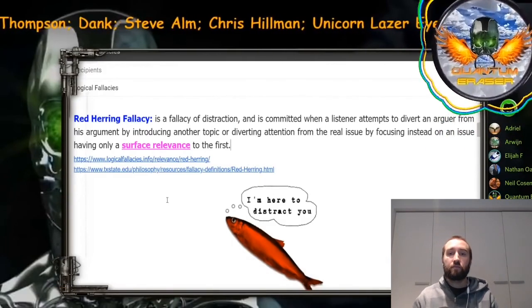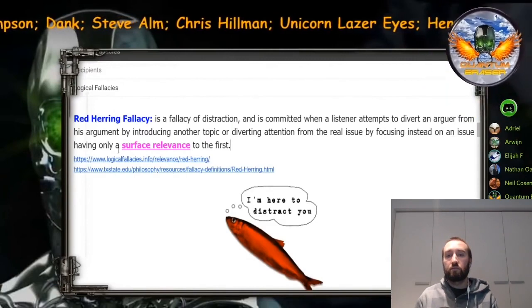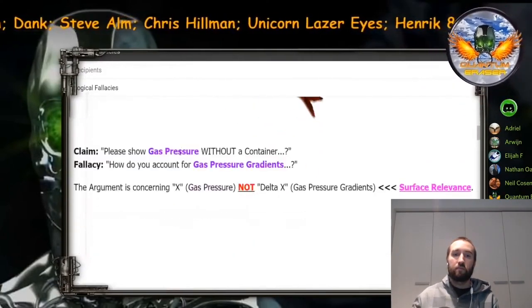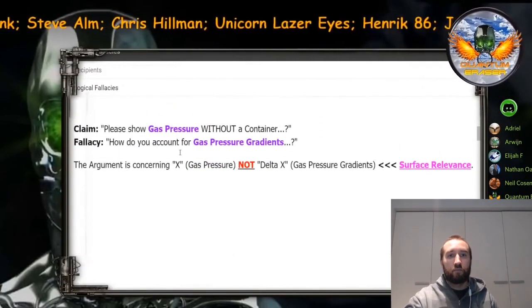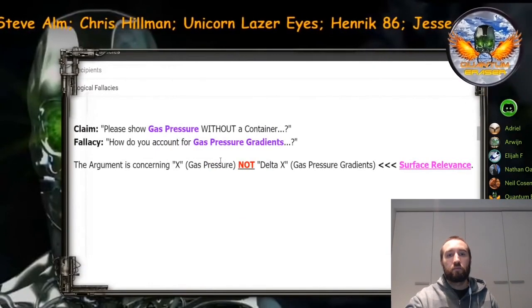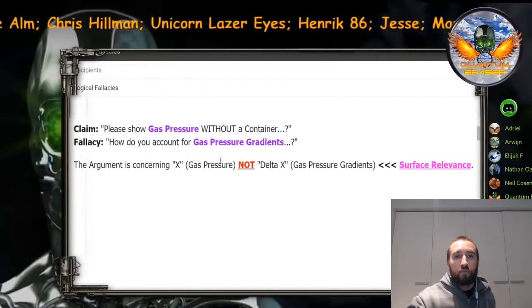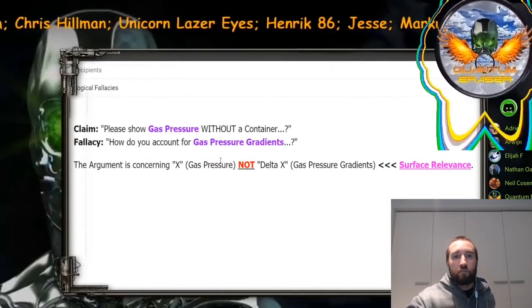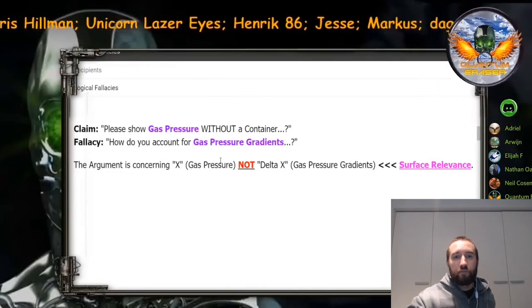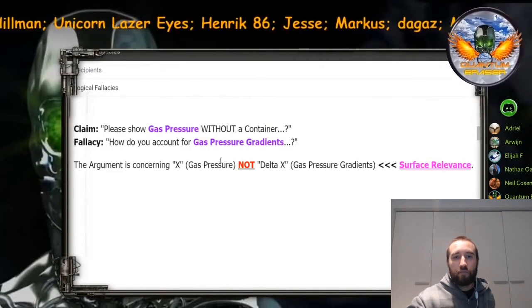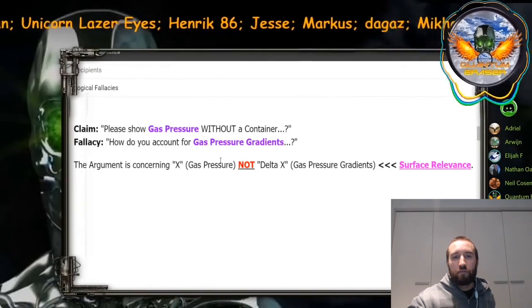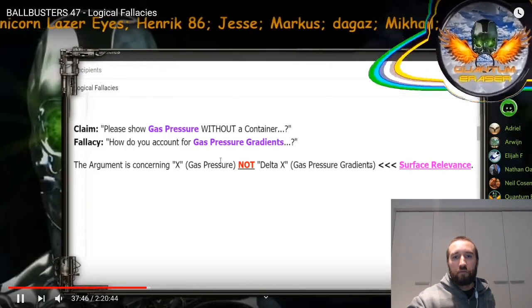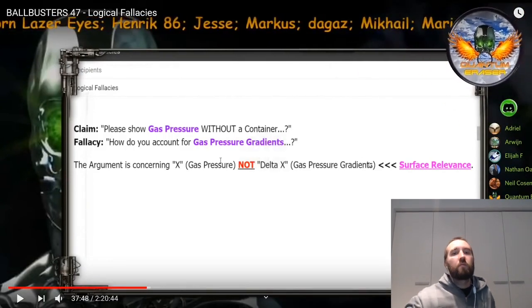Yeah. What's the poster child of the red herring fallacy, especially of the surface relevance? Well, let me show you something. The pressure gradient. You got it. Yeah. Claim. Please show gas pressure without a container. The fallacy, baltards. How do you account for gas pressure gradients?